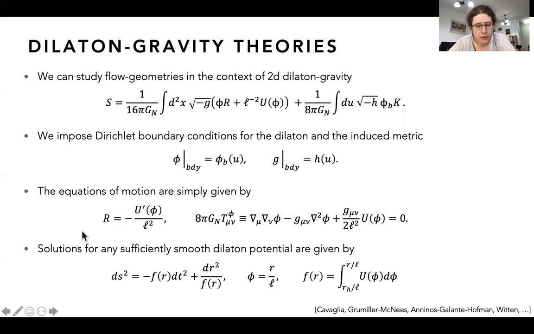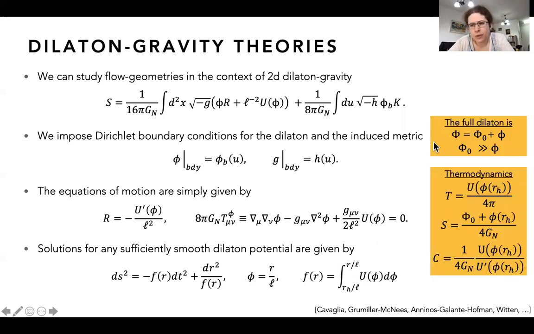And now it turns out that you can take these theories, and for whatever potential of the dilaton that you put that is sufficiently smooth, you can construct metrics that solve these equations of motion in the following way. So, the metric takes the usual form with the blackening factor. The dilaton is proportional to the radial coordinate, and the blackening factor is nothing else but the integral of the potential.